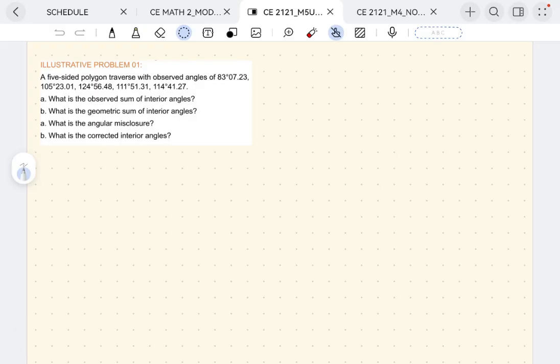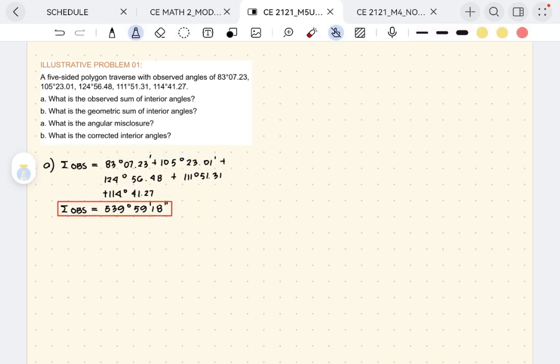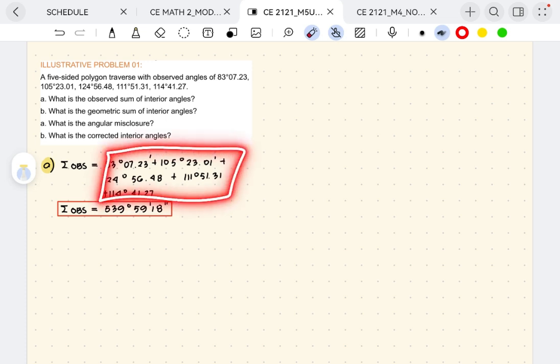Let us now proceed in solving the illustrative problem number 1. We are given the 5 interior angles of a 5-sided polygon. We are asked, what is the observed sum of the interior angles? What we need to do here is just simply add all of the given angles. For letter A, I just added all of the given angles. This is already your observed interior angle.